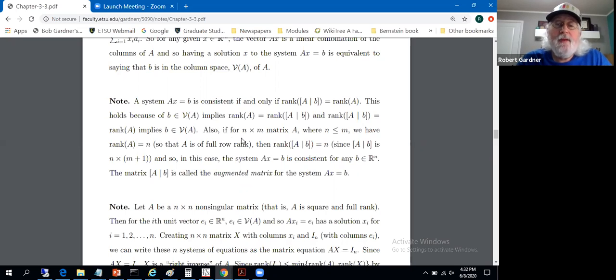consistent for matrix B, if and only if rank of A augmented with B equals the rank of A. In addition, if A is an n by m matrix with n less than or equal to m, and we have the rank of A equals n, okay, so here's what that means. So it has less than or equal number of rows than columns. So it's possibly wider than it is tall, more columns possibly than there are rows. So by saying the rank of A equals n, that indicates that A is of full row rank.